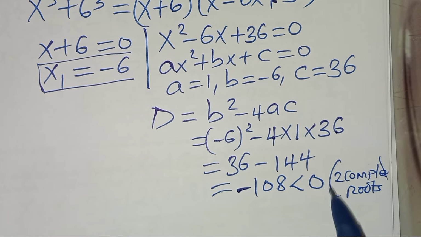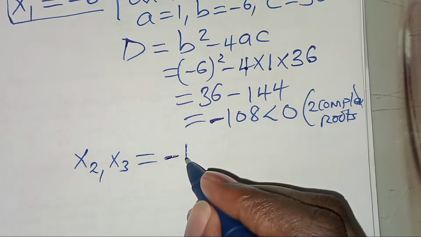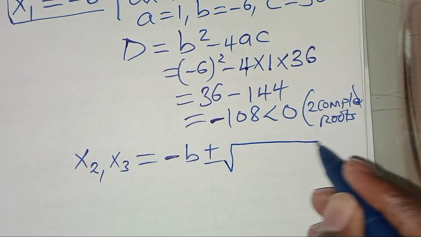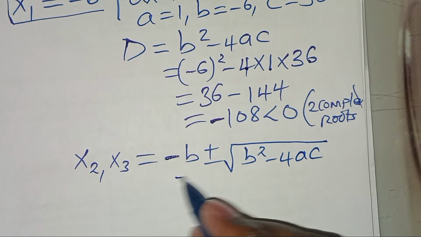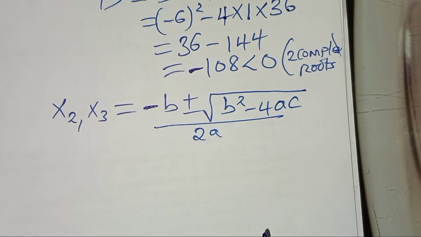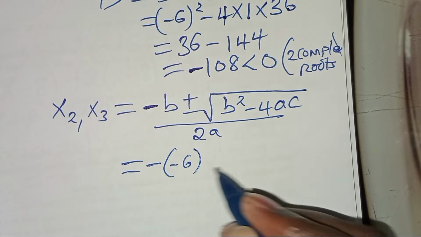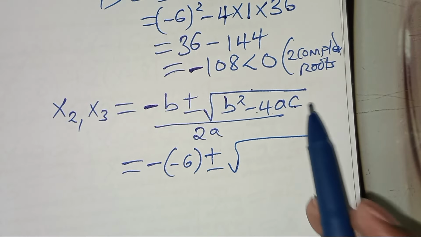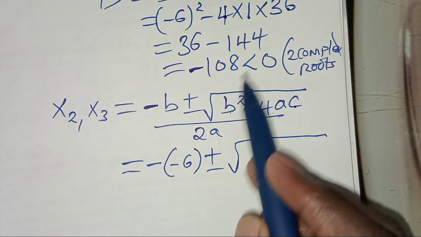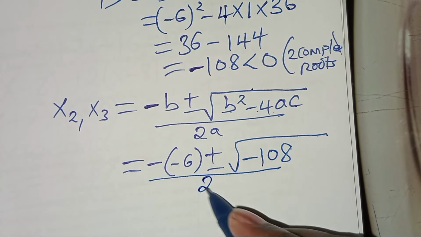And so for these two complex roots, we apply the quadratic formula. That means x2, x3 is equal to negative b plus or minus the square root of b squared minus 4ac, divided by 2a. Substituting the values of a, b, and c, this is negative of negative 6 plus or minus the square root of b squared minus 4ac, which is negative 108, all divided by 2 times 1, which is 2.